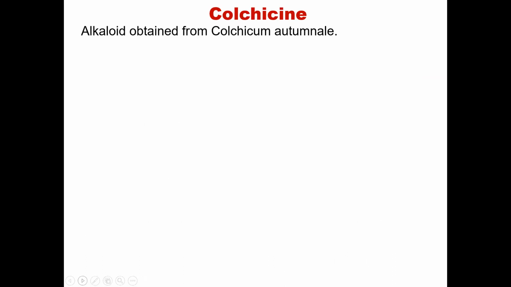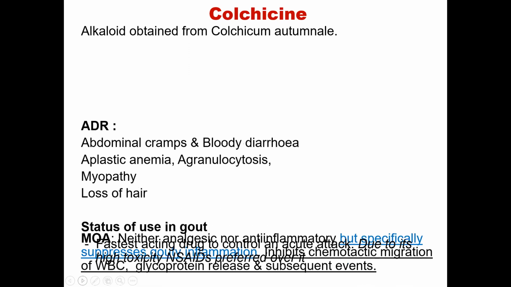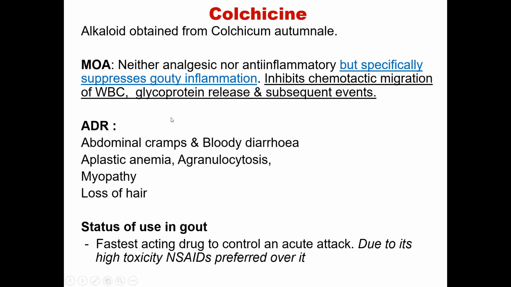Now, this is an alkaloid which is obtained from Colchicum autumnale. And there is a very, very peculiar thing about this drug. That is, it is neither analgesic nor anti-inflammatory, but it specifically suppresses the gouty inflammation. And the mechanism of action is the same way that the NSAIDs act in gout. That is, it inhibits the chemotactic migration of WBC and the subsequent events.